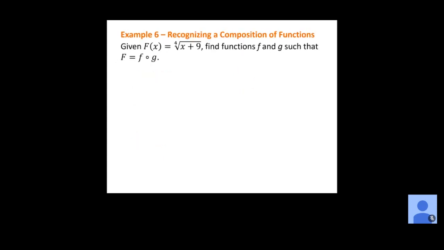All right. Example 6. This time we're given an f of x function, and we want to find two functions that we could compose to give us that original function. So we're working backwards. We're looking for the two functions that, if we found f of g, would give us the function they gave us. So what do you think we could do here? How could we find those two functions?